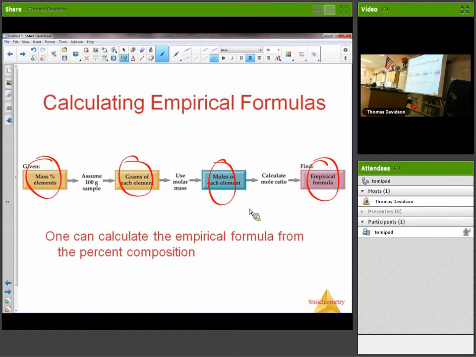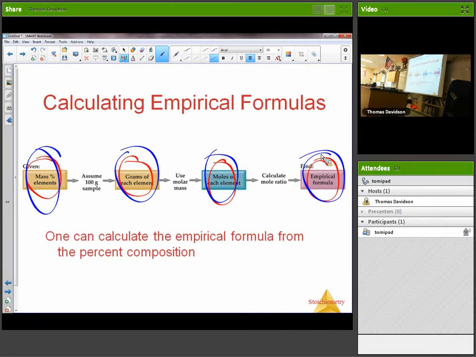All right, one can calculate the empirical formula from the percent composition. So what we're going to do, I'm going to give you percents. You're going to make them grams. Then you're going to make them moles. And then you're going to find their ratio to get their empirical formula.